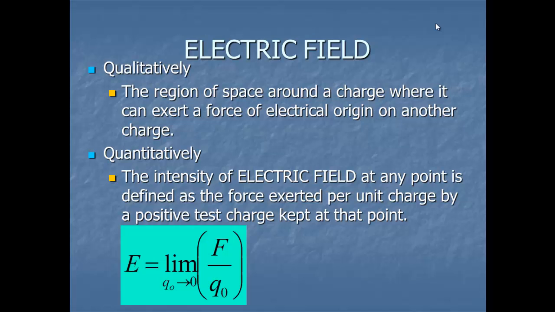Now, the concept of electric field has two ways of realizing it. One is qualitatively, the other is quantitatively. Qualitatively considering, an electric field is the region of space around a charge where it can exert a force of electrical origin on another charge. Quantitatively, the intensity of the electric field at any point is defined as the force exerted on a unit positive charge by a positive test charge kept at that point. In mathematical equation form, it is written as E is equal to F by Q naught, where the limit Q naught tends to 0. That means F is the force on a small test charge Q naught.